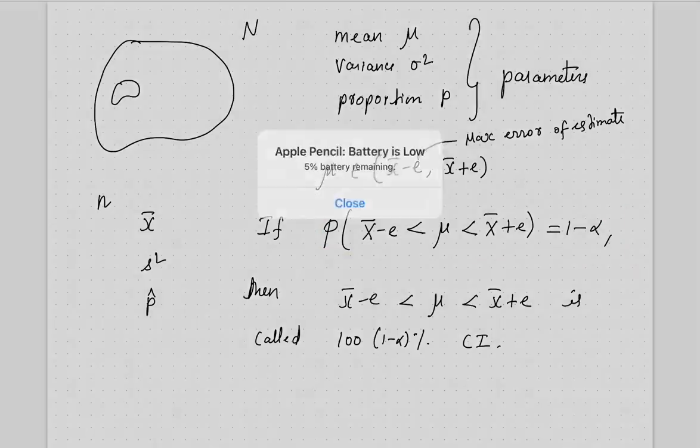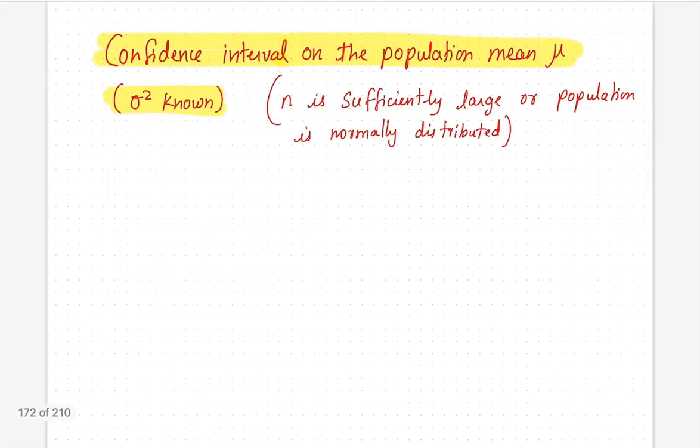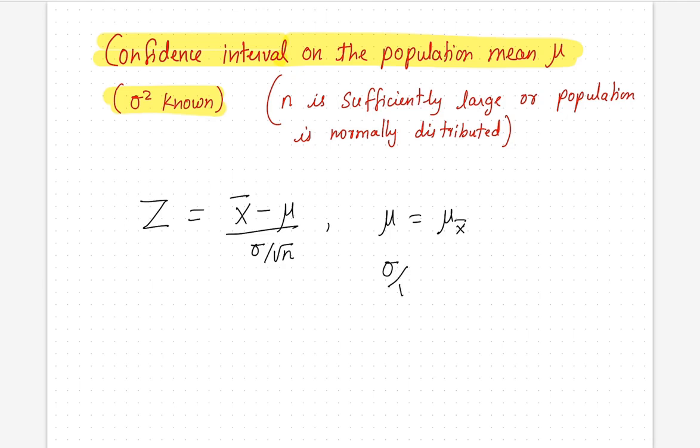Now how do we find this? For this, we consider different cases. The first case is this: we assume that sigma square is known, that is, the variance is known. We are trying to find the confidence interval for the population mean, assuming that the variance is known and the sample size is sufficiently large, or the population is normally distributed. If this is the case, then we can standardize the random variable x bar as z equal to x bar minus mu divided by sigma divided by root n, where mu is the population mean, which is the same as the mean of the sampling distribution of means, and sigma divided by root n is nothing but sigma x bar, that is, the standard deviation of the sampling distribution of means. Keep this; I'll be using this in the next step.